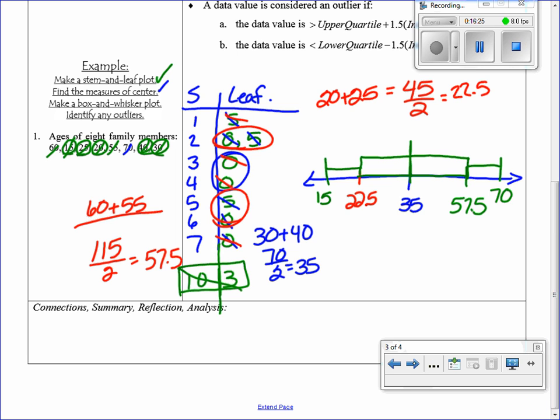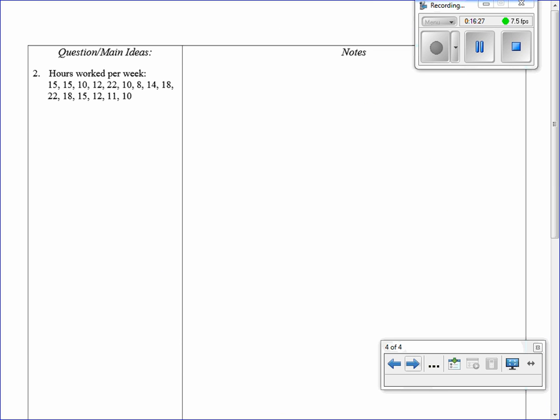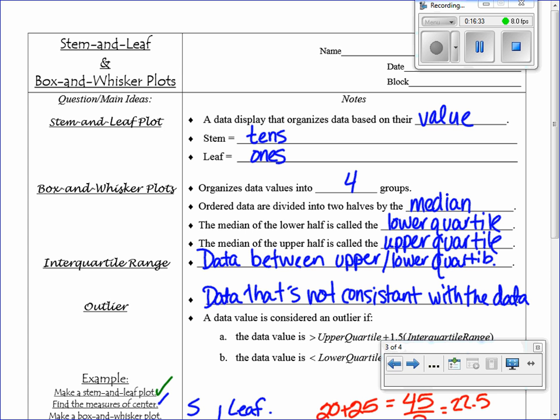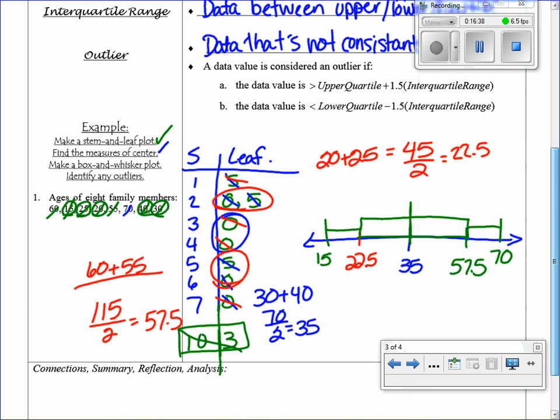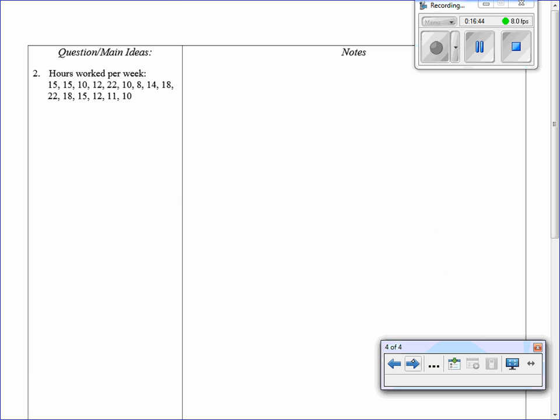Okay, so what I'd like you to do, please, is to go ahead and do the exact same thing that I did to this last set of data. That means I want you to make a stem and leaf plot, find the measures of center, and make a box and whisker plot, and if there's any outliers, identify them. Thank you.